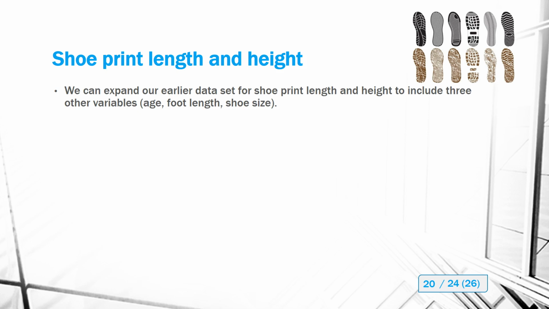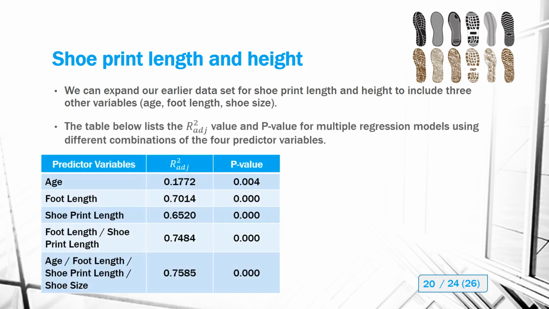Let's expand our earlier data set for shoe print length and height to include 3 other variables. Now instead of making a simple linear regression model, we're going to make a multiple linear regression model. We're going to add some other variables to shoe print length so that we come out with our prediction for height. For example, age. People have different heights and shoe print lengths for age, so we're going to throw that one in the mix. Foot length and shoe size. These are all variables that could play in with the height. So let's take a look at this.